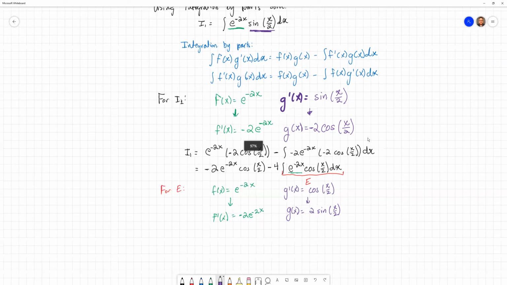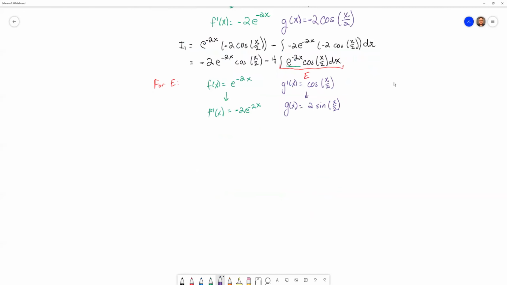We'll move on down. Okay, and so now we're solving for E. So E is equal to f at x, so e to the minus 2x, times g at x, 2 sine x by 2, minus the integral of f prime at x, so minus 2 e to the minus 2x, and then g at x, so times 2 sine x by 2, dx. And once again, I'll do some simplification.